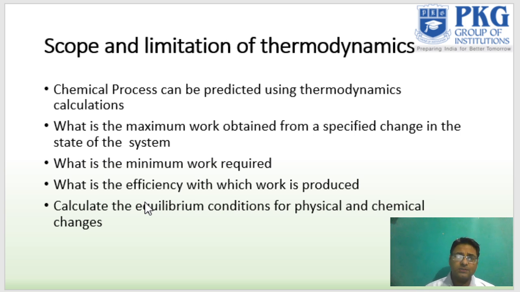The chemical process can be predicted using thermodynamic calculation. So we have to know what is the maximum work obtained from a specified change in the state of the system, or what is the minimum work required to effect a certain change in the system, and what is the efficiency with which work is produced when a certain fuel is burned in a steam engine. The example we have already shown previously. The answers to these questions are provided by thermodynamics.